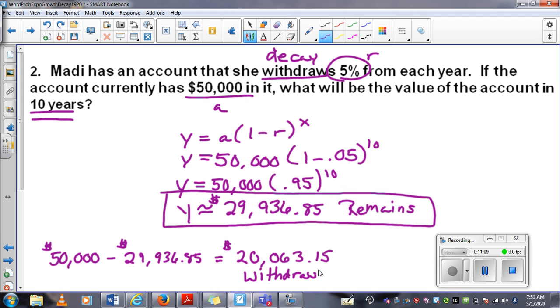Okay, so that's how much she withdrew basically over the past 10 years. So the formula gives us what remains. If you want to know what was actually decayed, you're going to have to subtract it. It's very important.